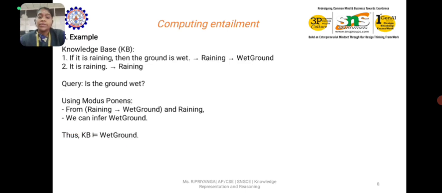Next, examples of computing entailment. Let's go through an example. First is the knowledge base: if raining, then ground is wet. Raining means it is raining. Query: is the ground wet?